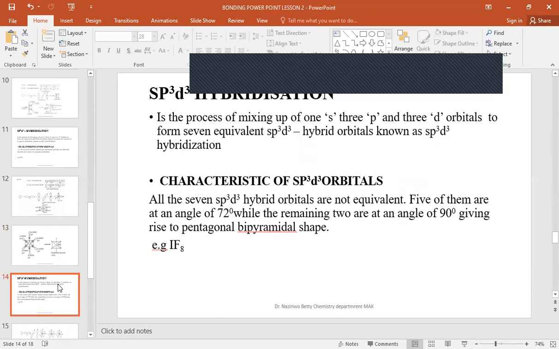And lastly, let us look at sp3d3 hybridization. This is the mixing up of one s, three p, and three d orbitals to form seven sp3d3 hybrid orbitals. A point to note for this type of hybridization: all the hybrid orbitals are not equivalent. Five of them are at an angle of 72 degrees, while the remaining two are at an angle of 90 degrees, giving rise to the formation of a pentagonal bipyramidal shape.